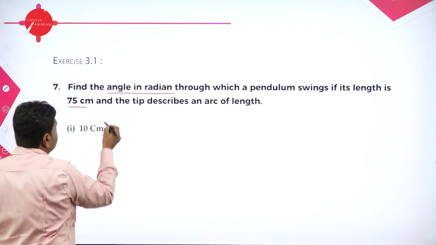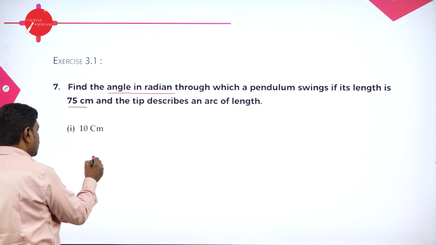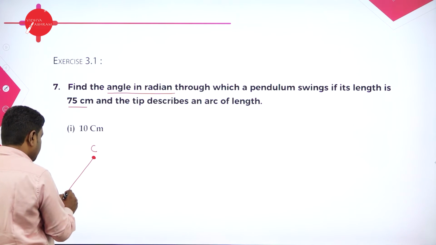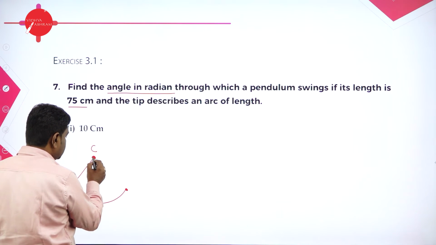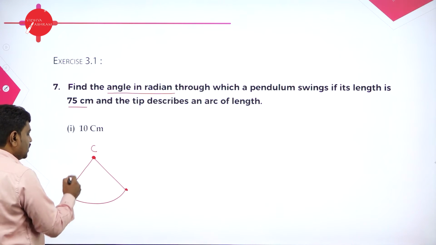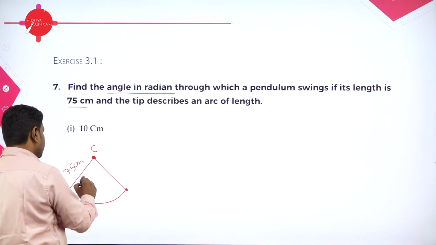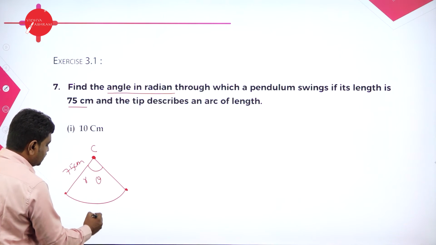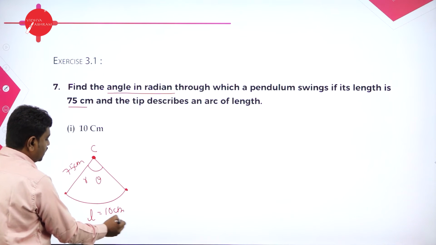Now going ahead, the angle in radian they want through which a pendulum swings. The length of the pendulum is 75 centimeter and it describes an arc. Just for the first problem, let me draw. So this is a pendulum. This is the center. The pendulum is moving from one end to the other end like this and describes an arc like this. This is the length of the pendulum, 75 centimeter. This is also 75. This is the radius, and it makes an angle theta, and arc length L. What is the L subtended? 10 centimeter. They give, it describes an arc length of this.